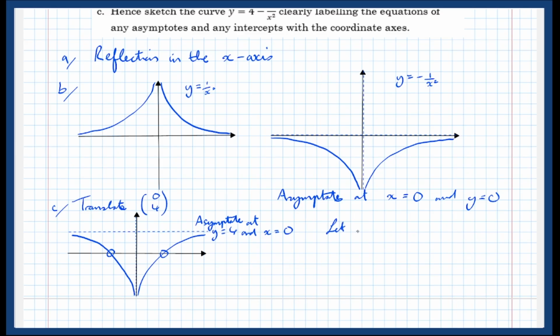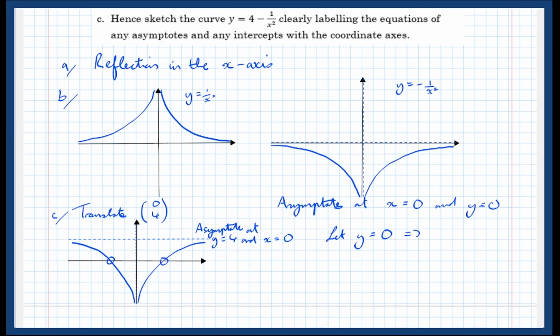So I'm going to let y equal 0, which means that 4 minus 1 over x squared equals 0. That means that 1 over x squared equals 4, which means that x squared equals 1/4, giving x equals plus or minus a half. So, labelling the coordinates, we've got (1/2, 0) and (-1/2, 0).